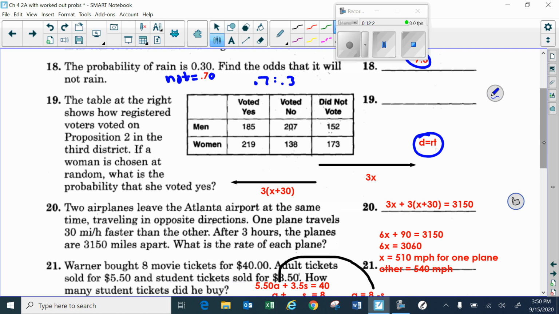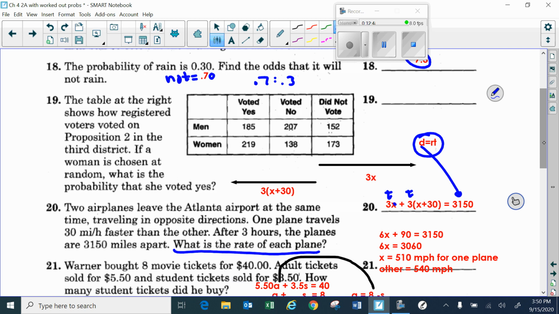Okay, we have this formula, d = rt. Distance equals rate times time. So the distance, that's the 3,150 that they were apart, it says. After how long? The time, that was the 3. So that's the time there, and that's the time there. So rate, we don't know what the rate was, x, but we know the other rate was 30 miles an hour faster, so x plus 30. So here's my setup.